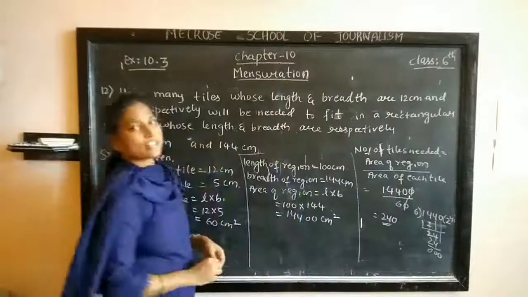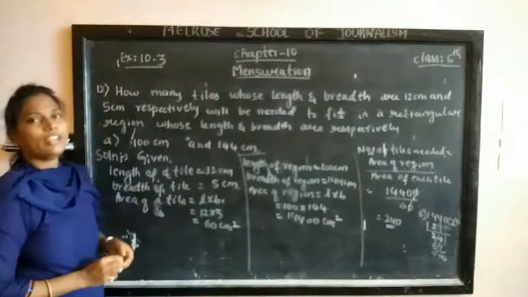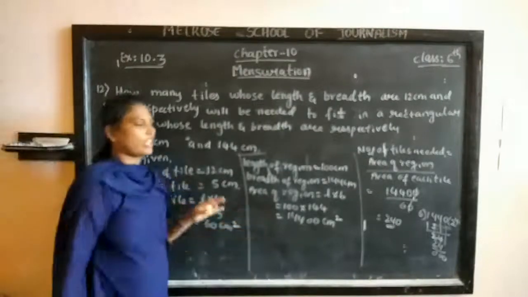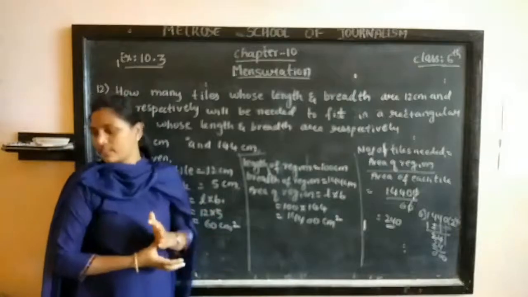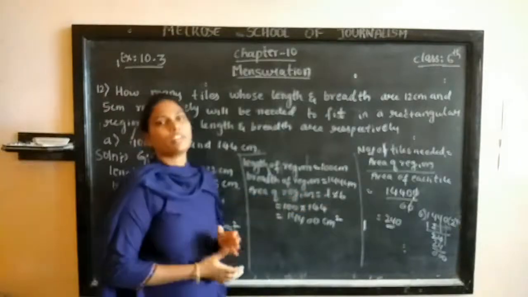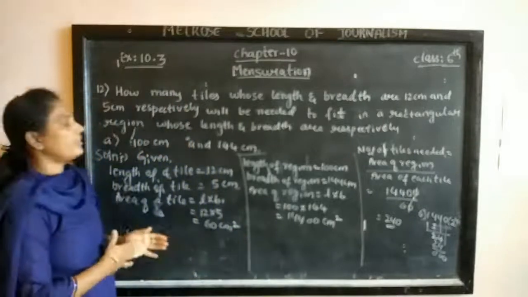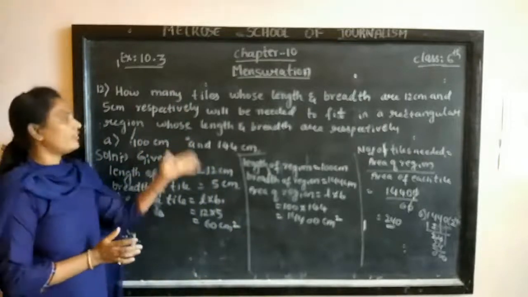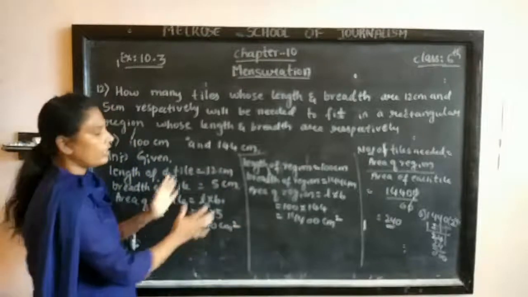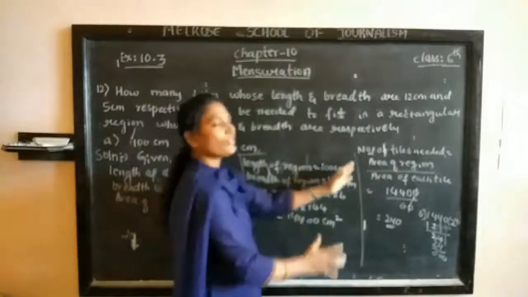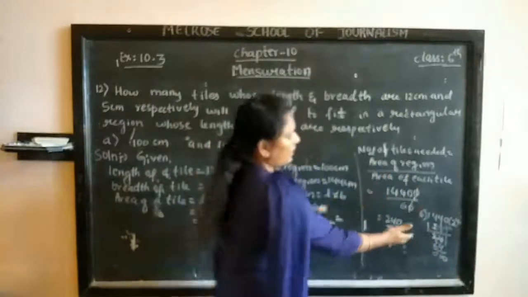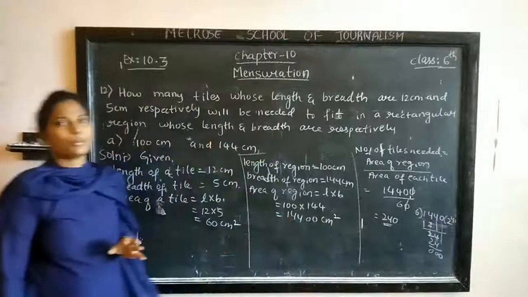How many tiles are required in this region? 240 tiles. So if you count in your class, how many tiles are there? It is nearly 100 tiles I think. So here you need 240 tiles. Clear? So simple. They have given tile measurements, room measurements. Tile area, room area. And number of tiles required is room area divided by tile area will give you the number of tiles required. Clear?